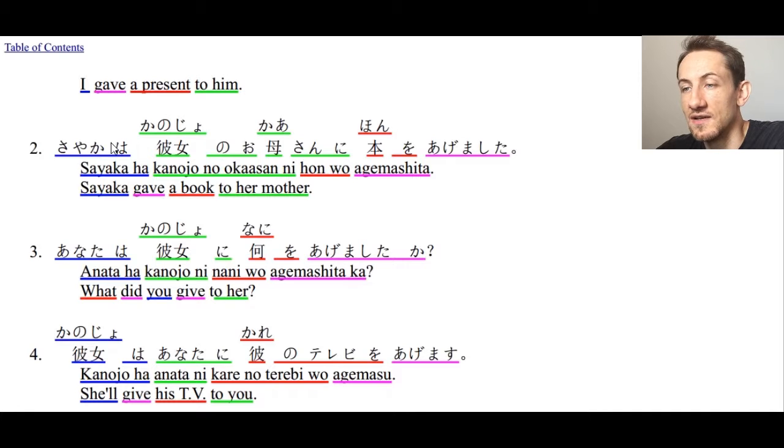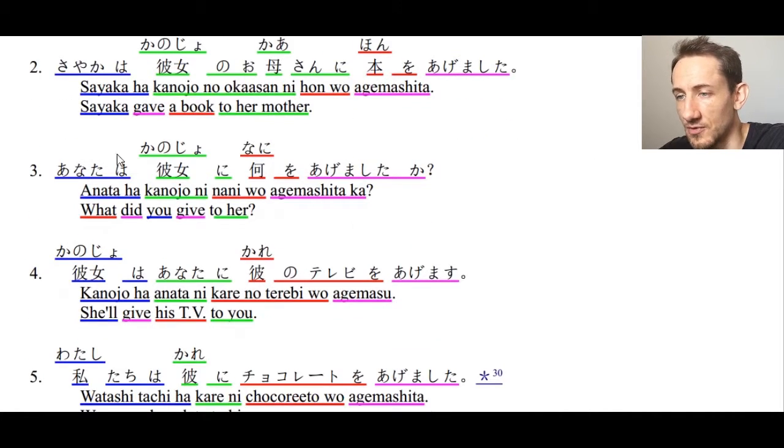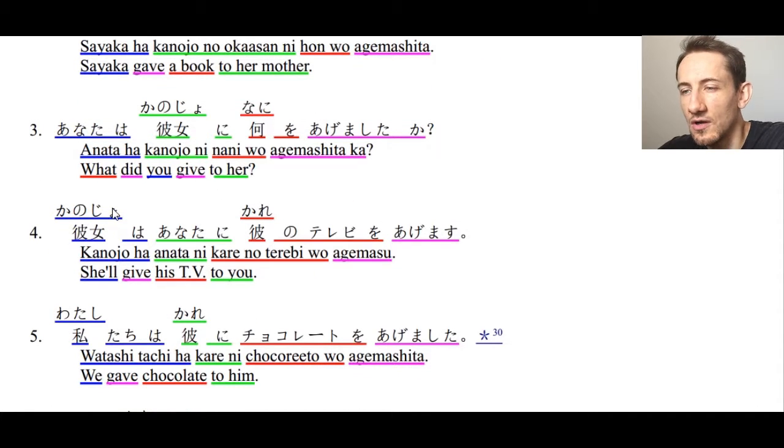Number two, さやかは彼女のお母さんに本をあげました。So Sayaka gave a book to her mother. Number three, あなたは彼女に何をあげましたか？What did you give to her? So we can also make a question, of course. Number four, 彼女はあなたに彼のテレビをあげます。She will give his TV to you.